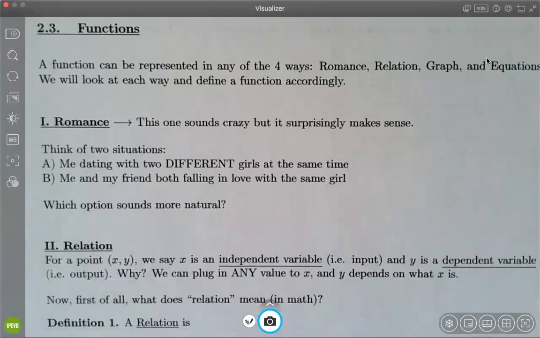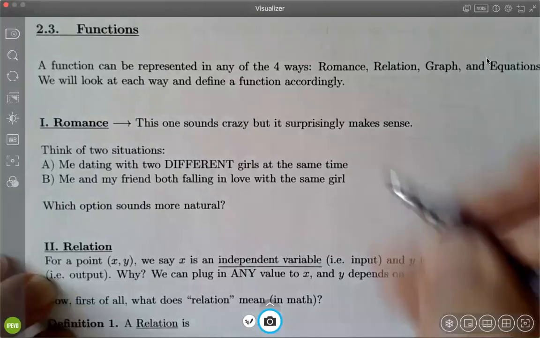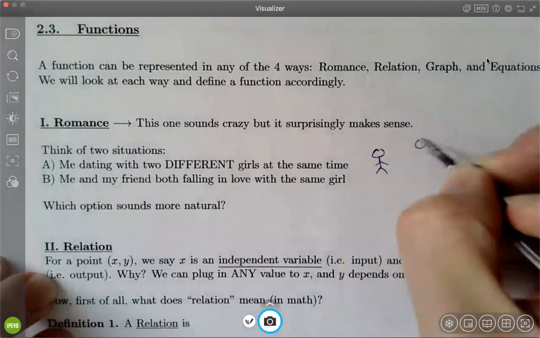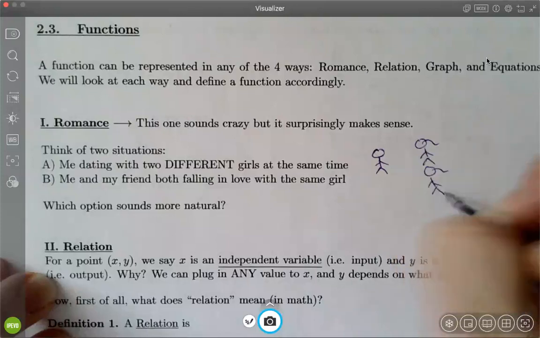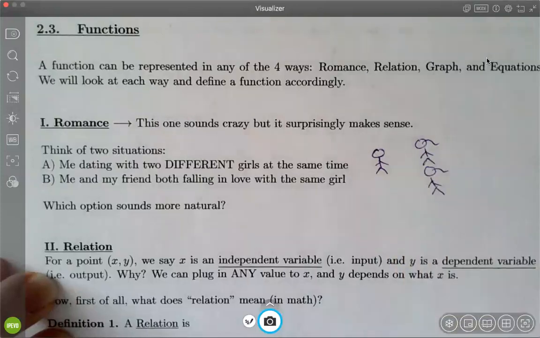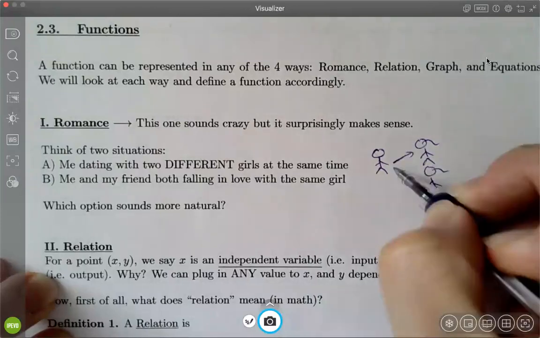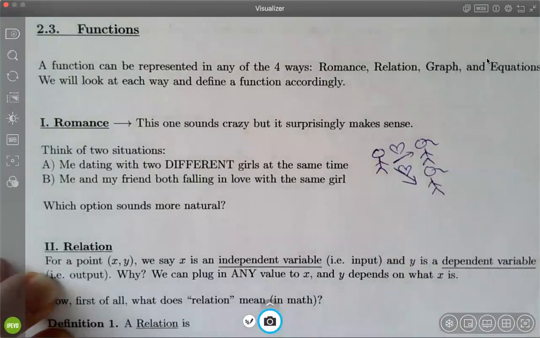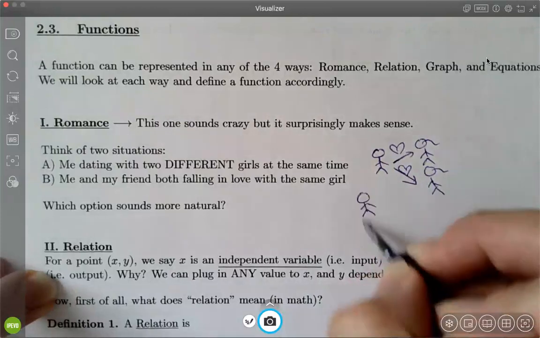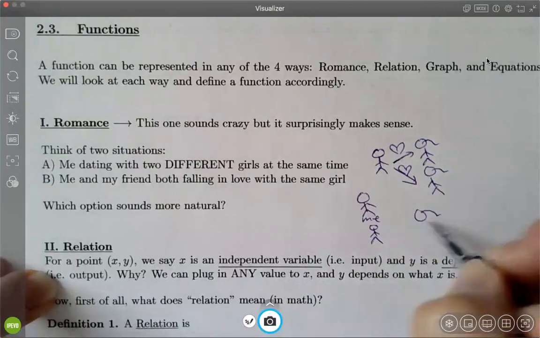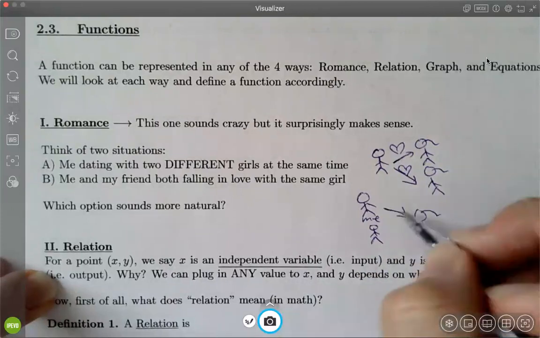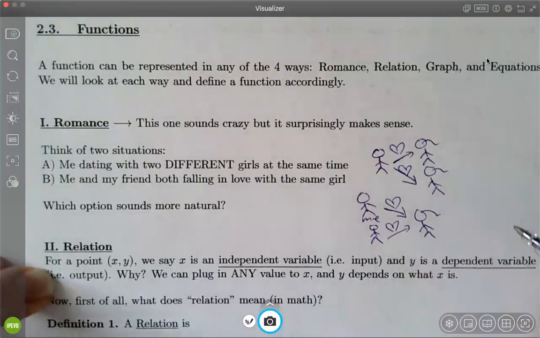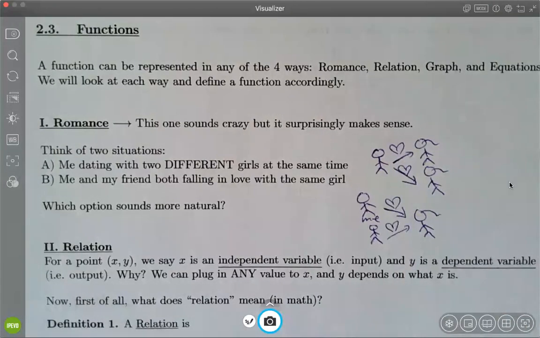Now, think of the two situations as mentioned on this paper. So, case A. That is the situation, okay? Here we have that. And case B is this. Here's me, and here's my friend, and we have a girl like that. Somehow, we kind of fall in love with the same girl, basically.